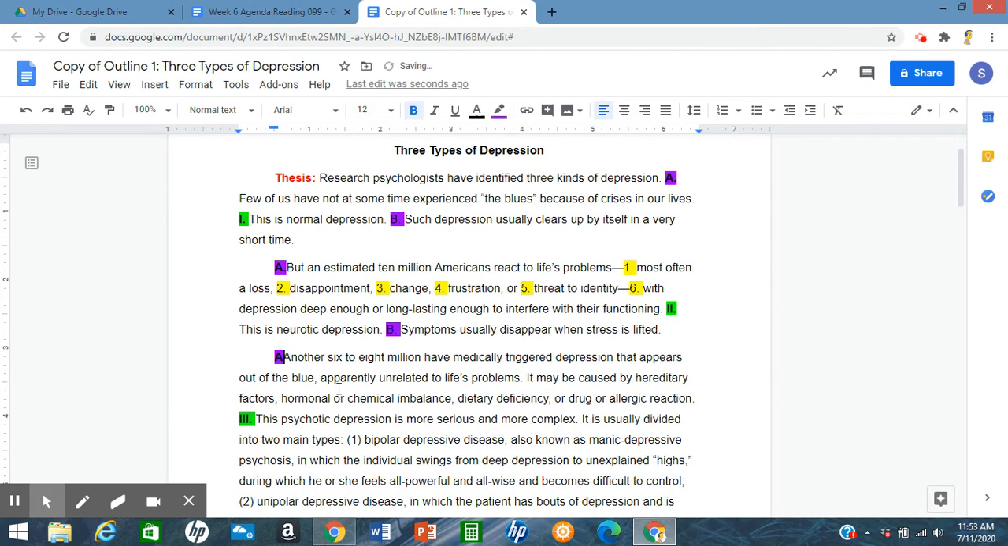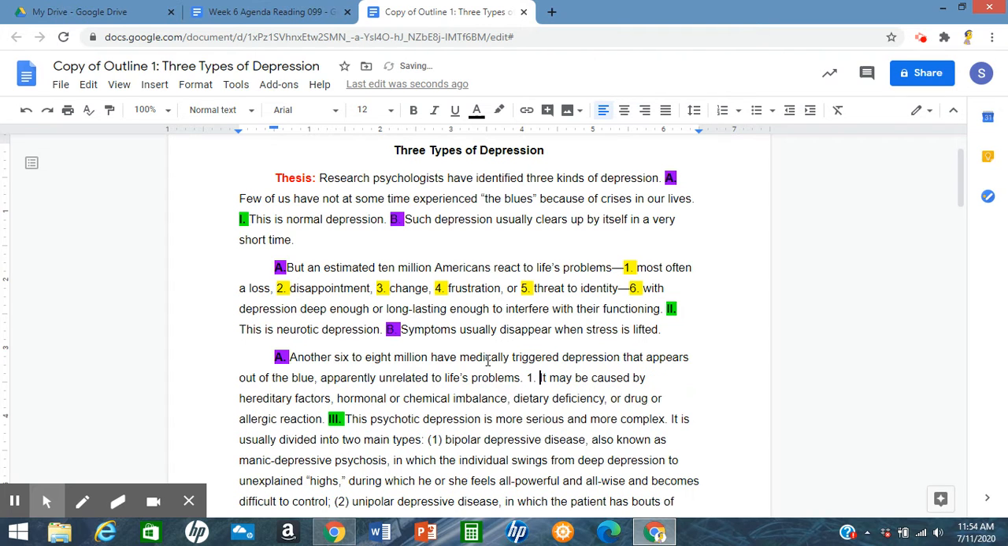Okay. Another 6 to 8 million have medically triggered depression. Okay. And then the fact that it says it may be caused by, so this right here, these are going to be minor details, as you see. Apparently really unrelated to life's problems. What are life's problems? Because it's adding to that. So we have to put, again, 1.